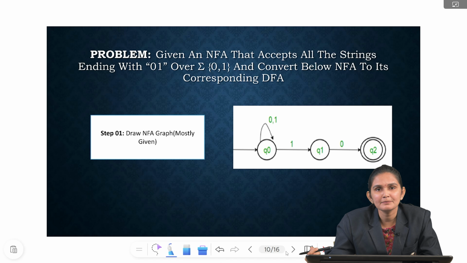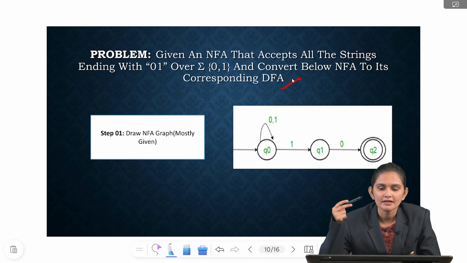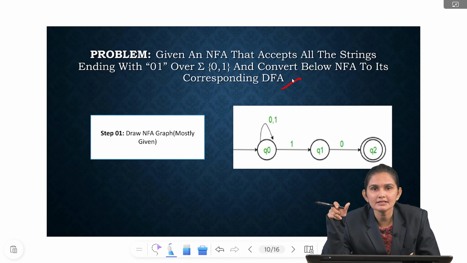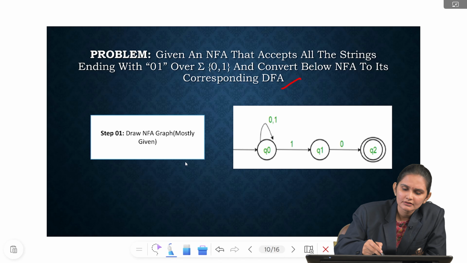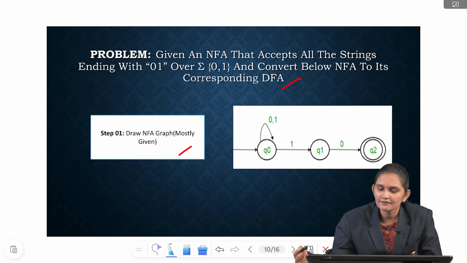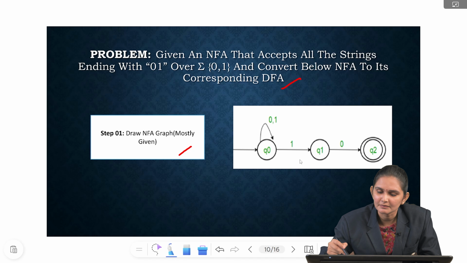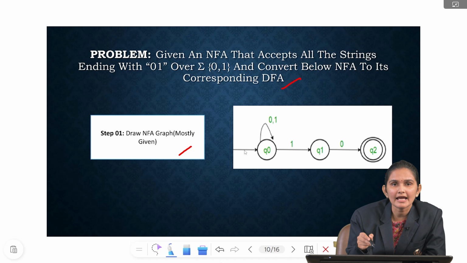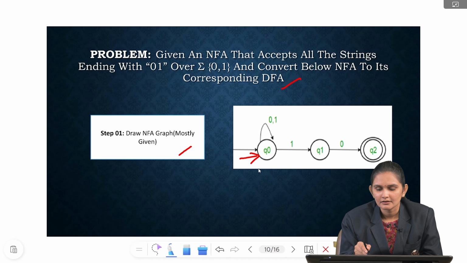Let us take an example for this conversion. We have a problem: an NFA that accepts strings ending with 01. So, mostly the NFA graph will be given to us, or the five tuple notation will be given, as I said. So, here we have the NFA graph which is already given. What this means is we have Q0 as a starting state. Starting state in NFA or DFA is denoted with an arrow mark pointing to a state. This is the initial state in NFA or DFA.